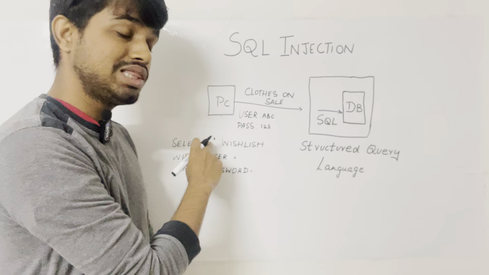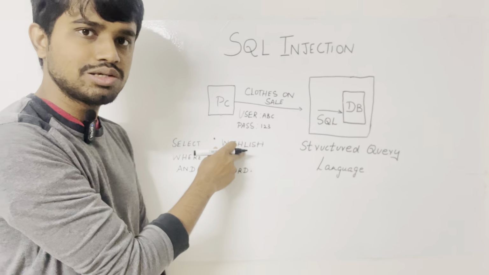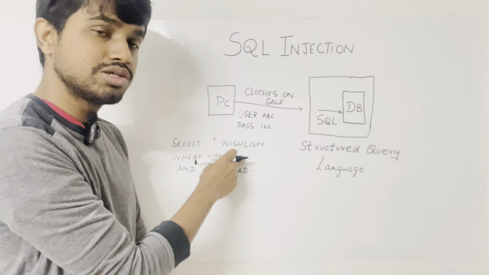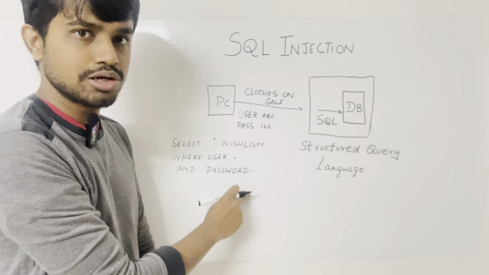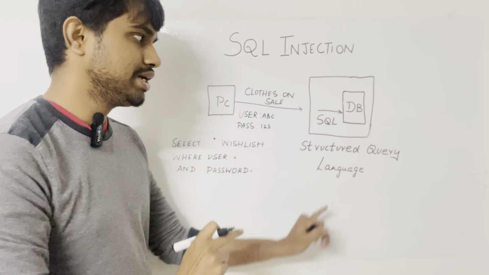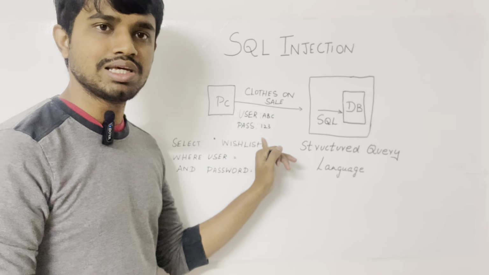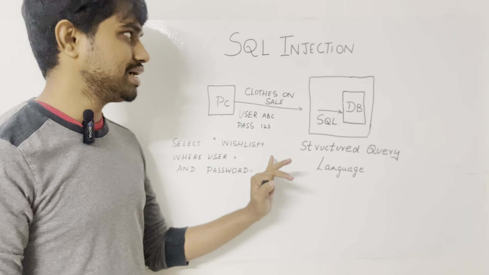This is what Myntra will do on its database. It says, send me all the details of the wish list where username is equal to this and password is equal to this. Only if username is equal to this and password is equal to this, it will send you back the information. If one of them is wrong, it will send you saying that you are unauthenticated, right?